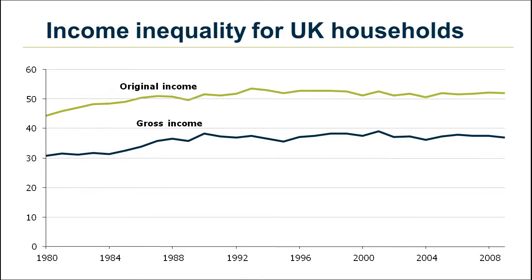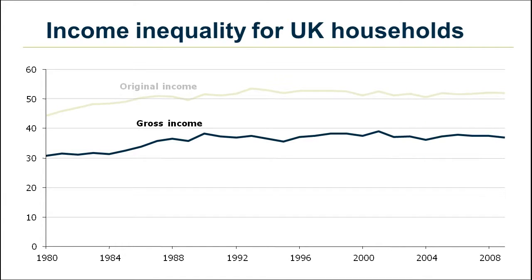In 1980, the inequality for gross income stood at 31%, 14 percentage points lower than for original income, while income inequality increased over the period to 37% for gross income in 2009. Cash benefits had a slightly bigger impact on reducing inequality, reducing it by 15 percentage points.